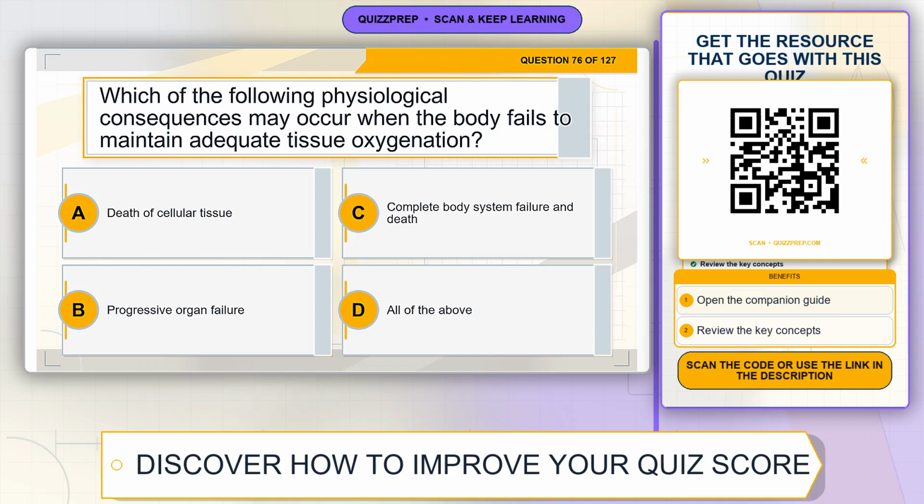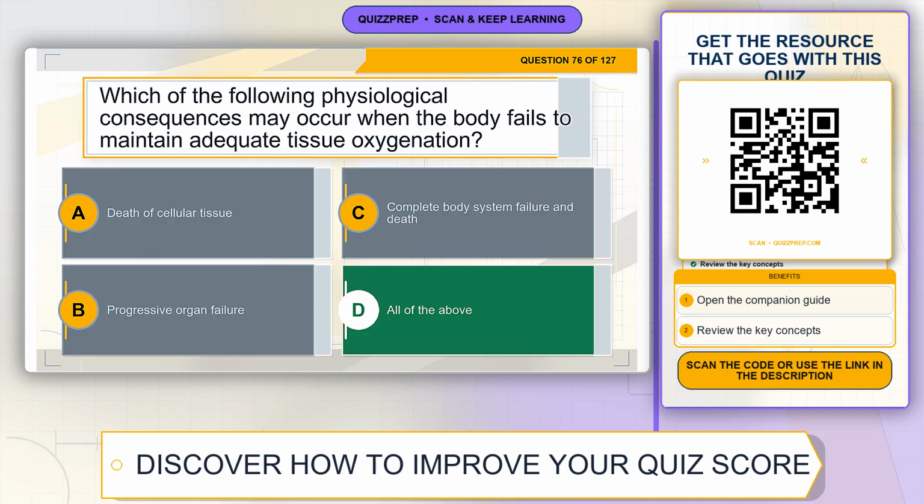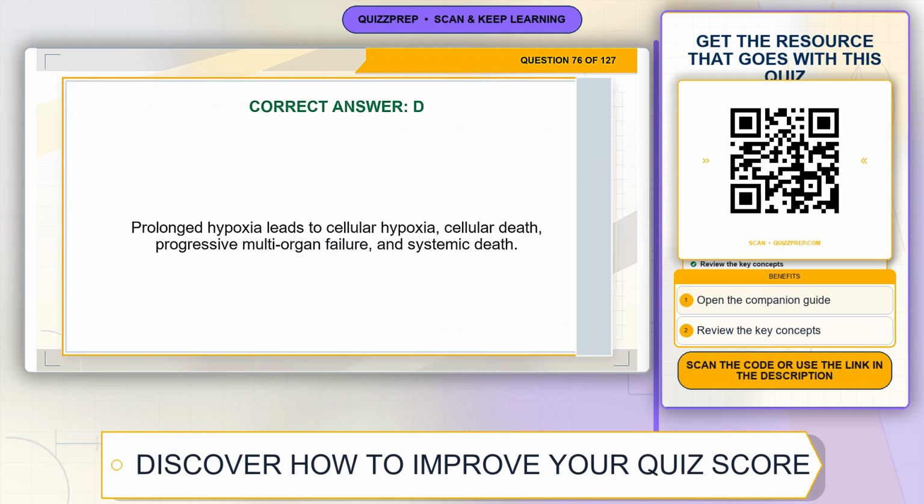Question 76. Which of the following physiological consequences may occur when the body fails to maintain adequate tissue oxygenation? Option A, death of cellular tissue. Option B, progressive organ failure. Option C, complete body system failure and death. Option D, all of the above. The correct answer is option D, all of the above. Explanation. Prolonged hypoxia leads to cellular hypoxia, cellular death, progressive multi-organ failure, and systemic death.